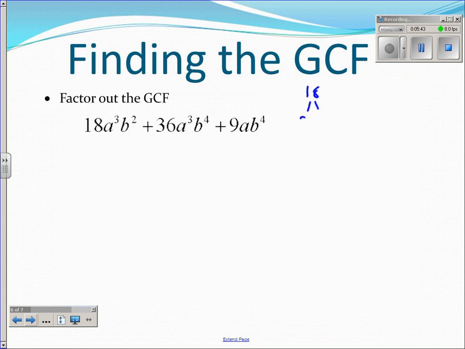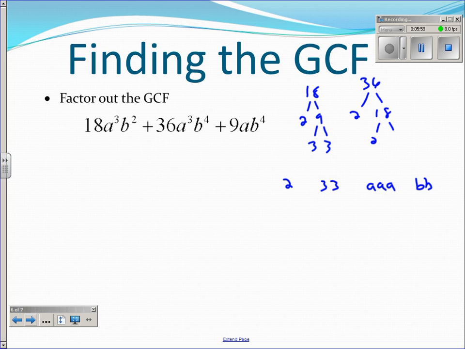Let's tree 18. So I have 2, 3, 3. A cubed is AAA. And then 2 B's. 36. So I have 2 2's, 2 3's, A cubed, B to the 4th. 9. So we have 2 3's, 1 A, 4 B's.